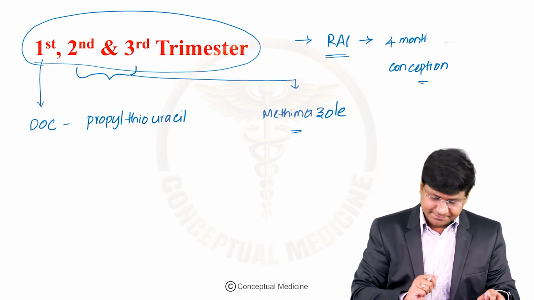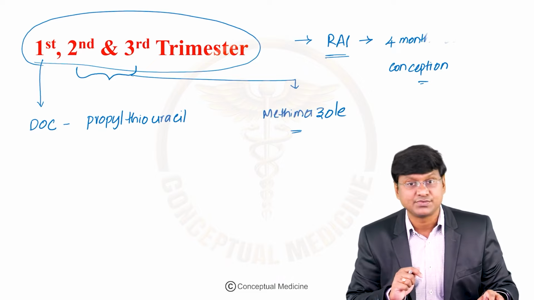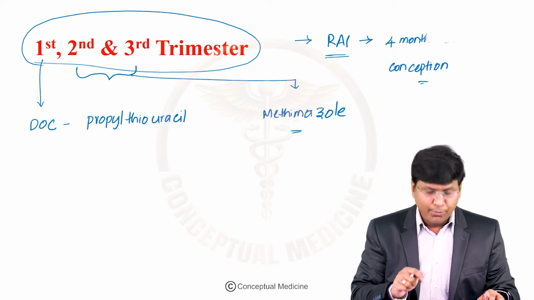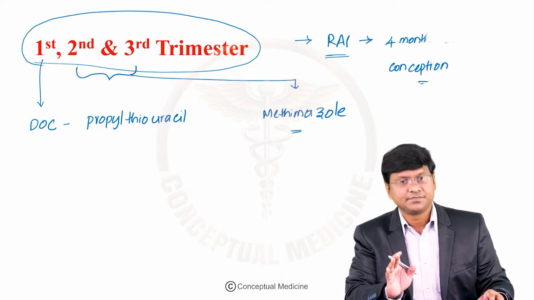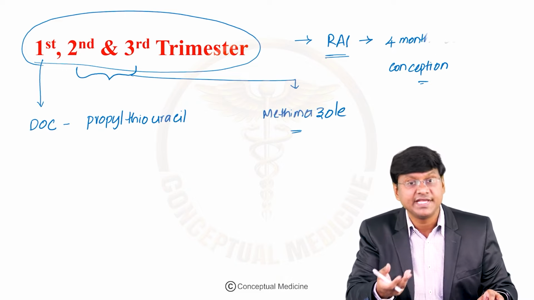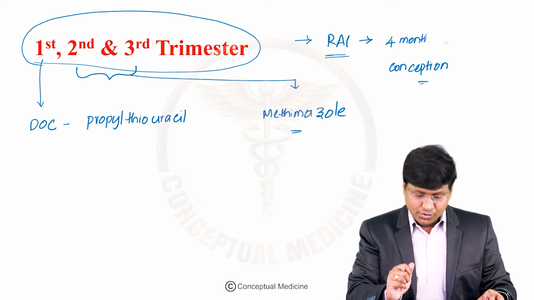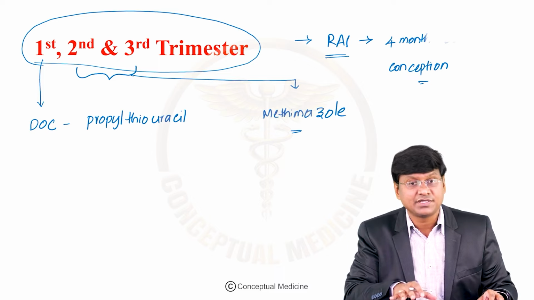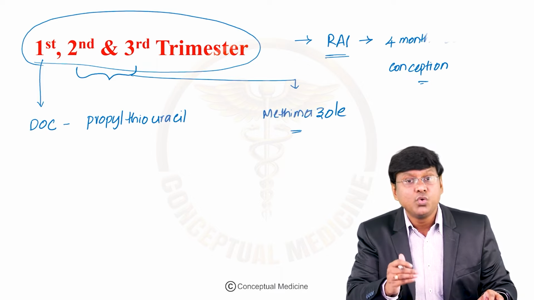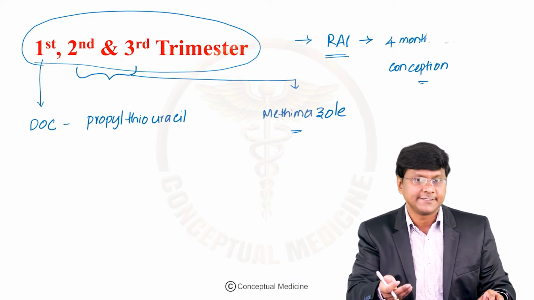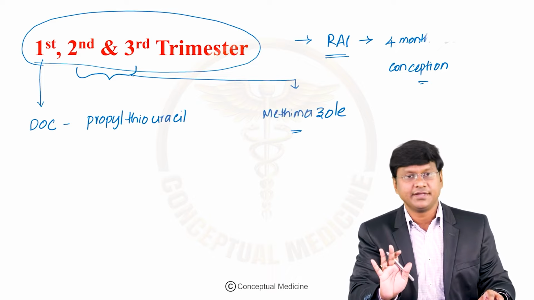Now, coming to propylthiouracil as well as methimazole. Both of them are your thioureas, that is, thyroid peroxidase inhibitors. These thyroid peroxidase inhibitors are the ones which are encouraged in women who are planning to become pregnant, but they should not be given radioactive iodine.